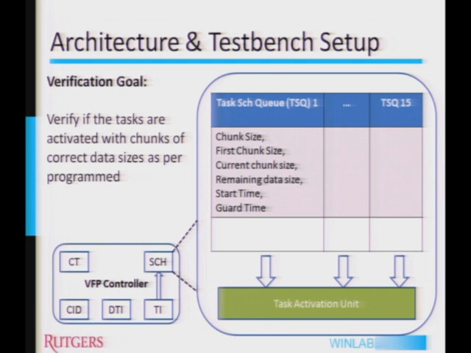Whenever it's the correct time to activate a task, the TS queues send a message to the task activation unit containing all the parameters of the task. In the case of a chunking task, the parameter we are interested in is the current chunk size. Hence, we have identified monitors which could be instantiated at the interface between the task scheduler queues and the task activation unit to decode the size of the current chunk being processed.